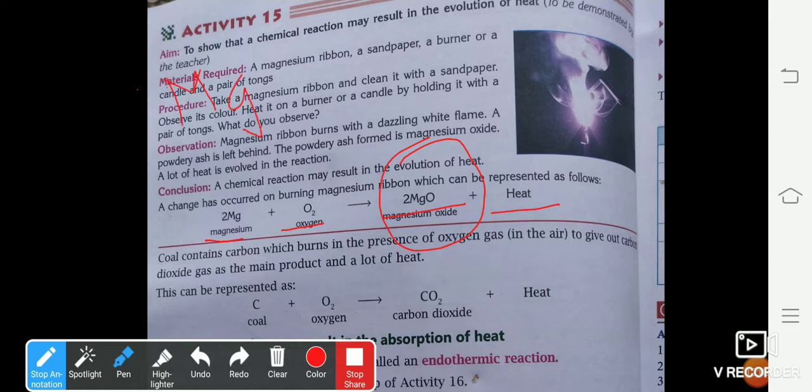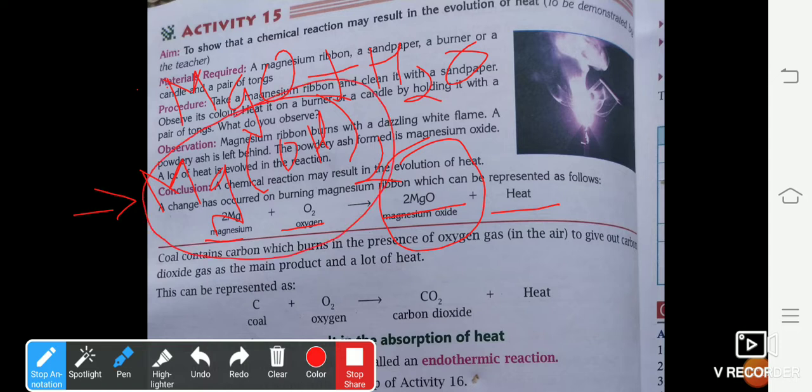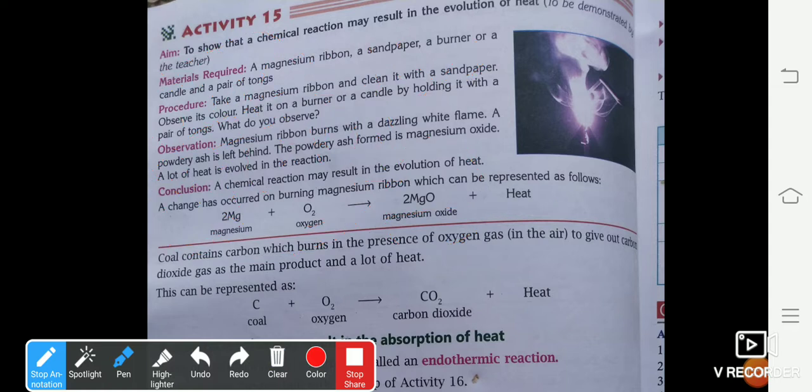MgO plus H2O will give you Mg(OH)2. If you take a litmus paper, that is red litmus, it turns blue, which indicates this magnesium hydroxide formed is basic in nature. Therefore, we can say this magnesium oxide is basic in nature, and magnesium oxide is a metallic oxide. Therefore, magnesium oxide is also basic in nature.